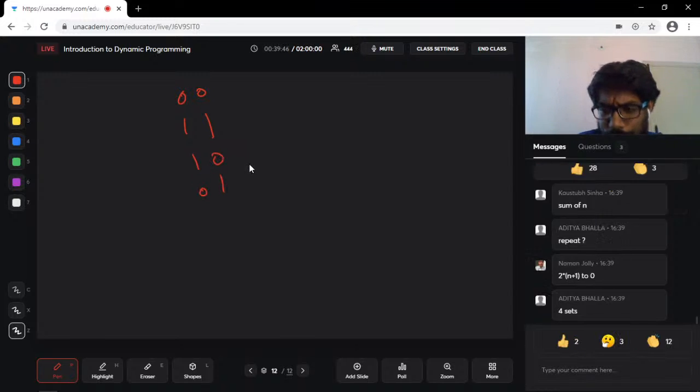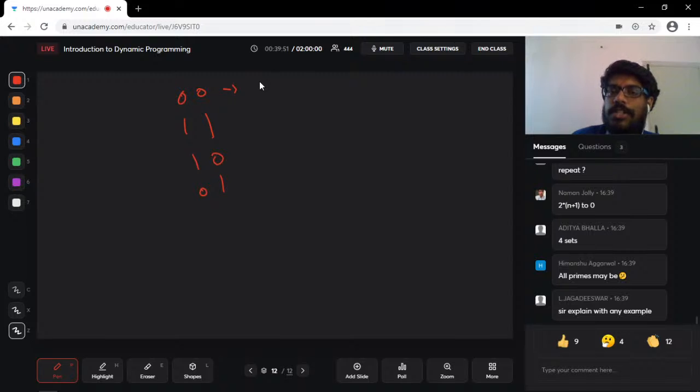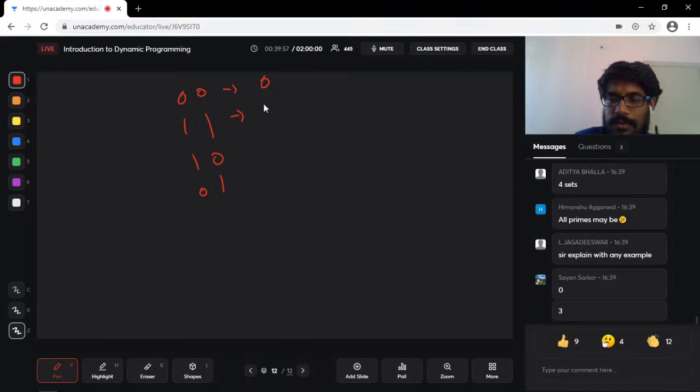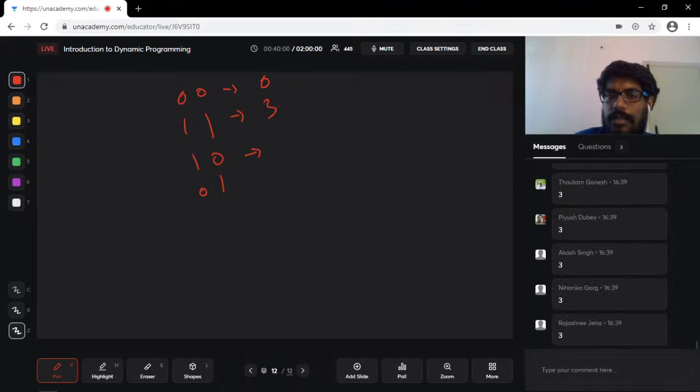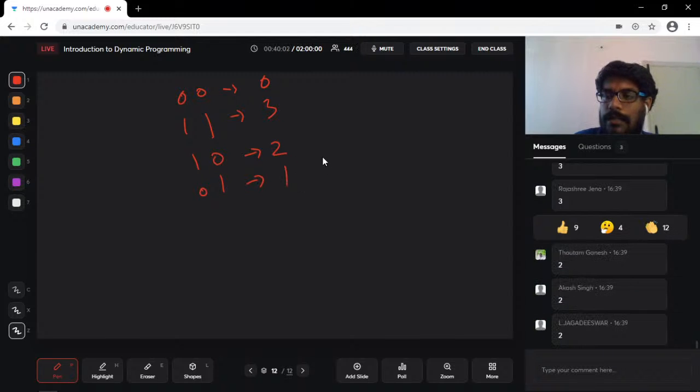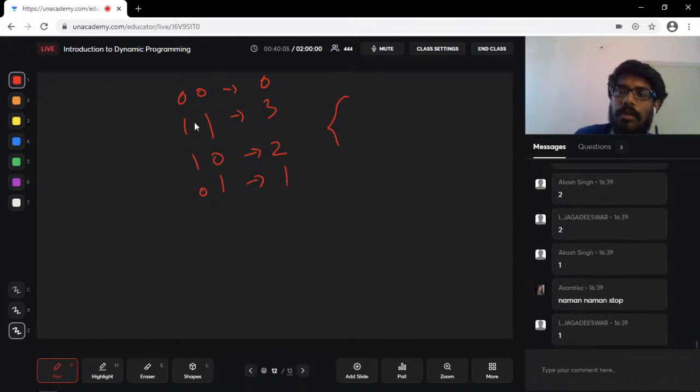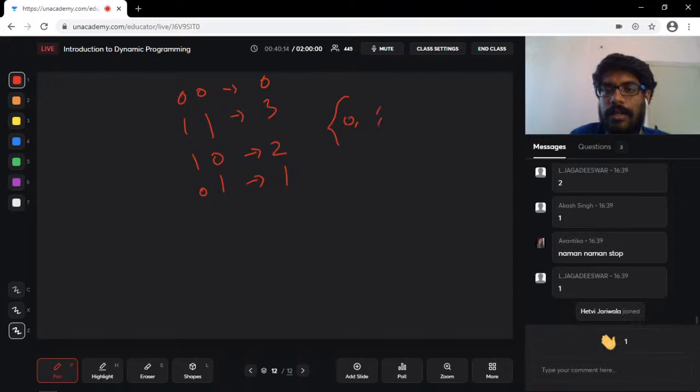Naman, you're pretty close, but not exactly right. So these are the 4 things. What is the decimal representation of this? This is 0. What is this? 3, exactly. This is 2, and this is 1, right? So the set of all binary strings of length 2, when I consider their decimal equivalent, I get 0, 1, 2, 3. Does this sound familiar now?